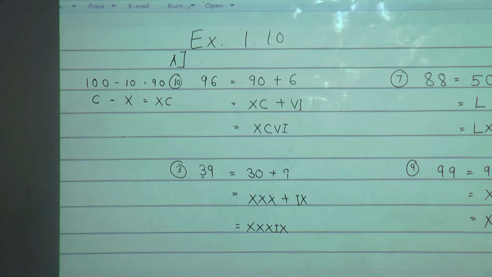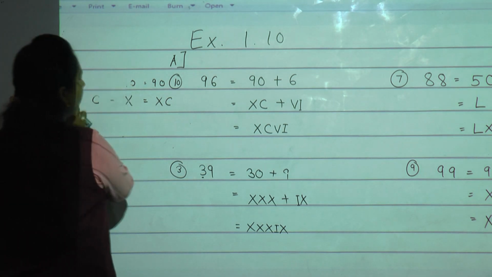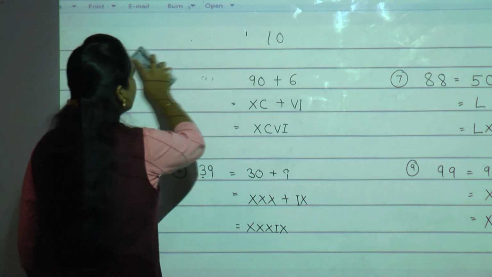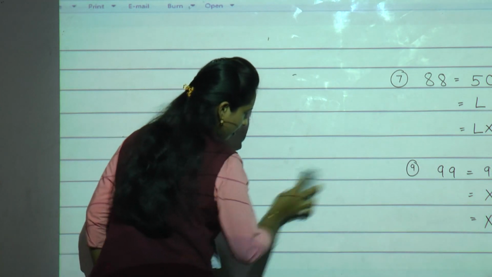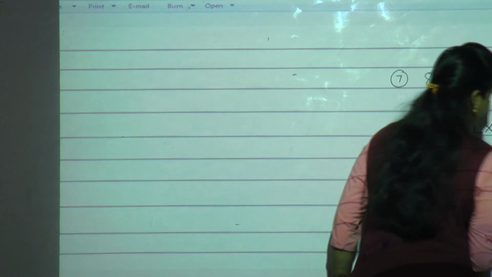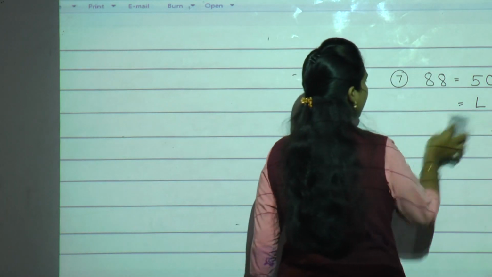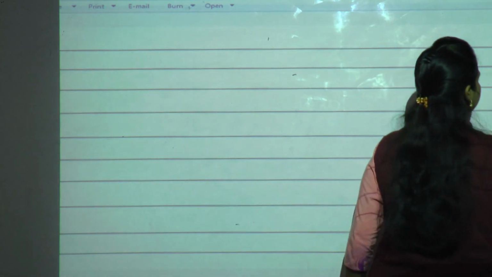Understood? Understood everyone? Clear till here? Now we will move to our next question. What is the next question? See the B question. I have solved 5 examples for you. Now the remaining 5 are very easy, so you are going to solve the remaining 5 examples on your own. Okay?